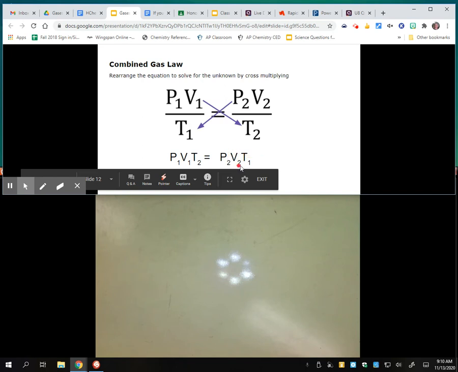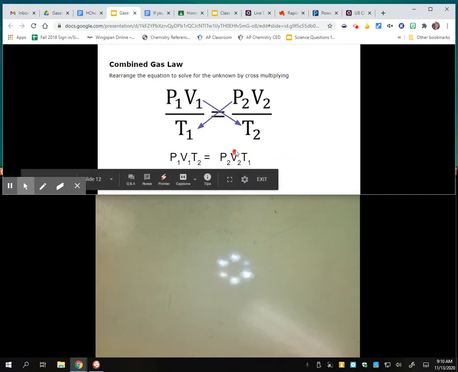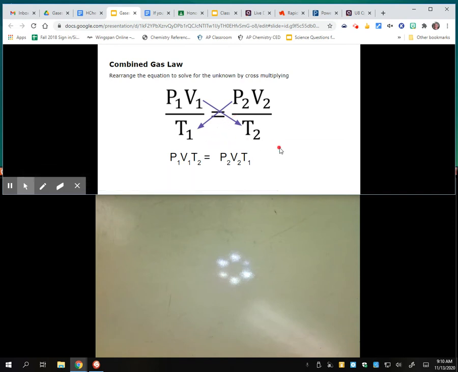Like in the example I was just giving, if you want to solve for V2, then you just divide both sides by P2 T1. The other thing is to make sure that when you plug in your numbers, you're plugging them into the correct spot. The most common mistake is students will put T1 here and T2 here, but that's not the correct reorganization of this gas law.